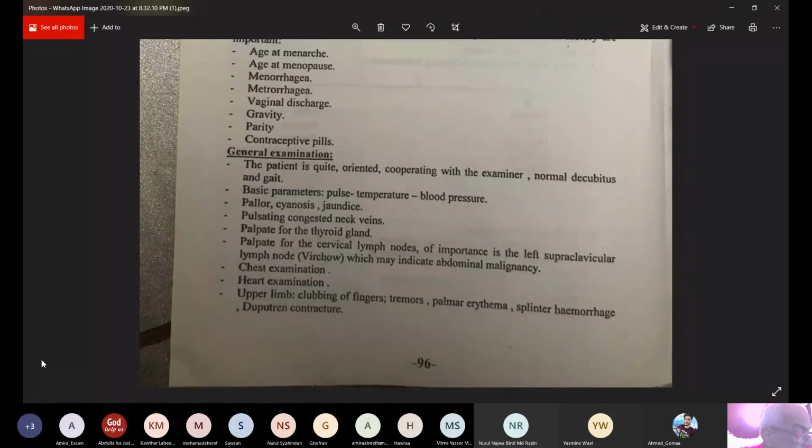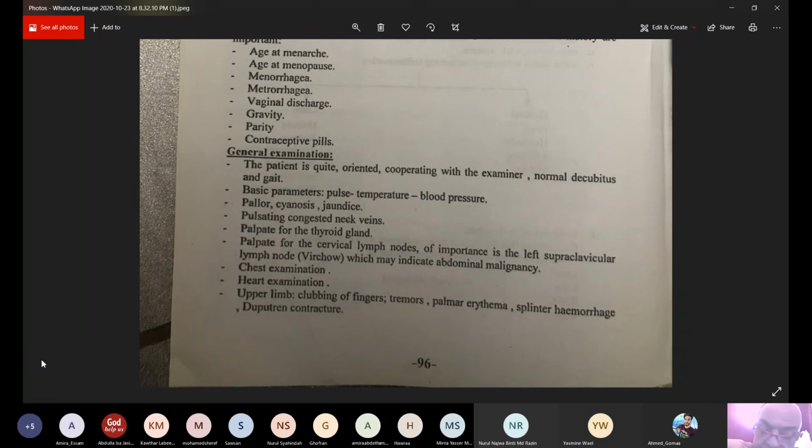Then record the basic parameters: the pulse, temperature, and blood pressure. Search for pallor, cyanosis, and jaundice. By the way, for jaundice to be detected clinically, the serum bilirubin level should be more than 2 milligrams per 100 milliliters. So you search for pallor, cyanosis, and jaundice.